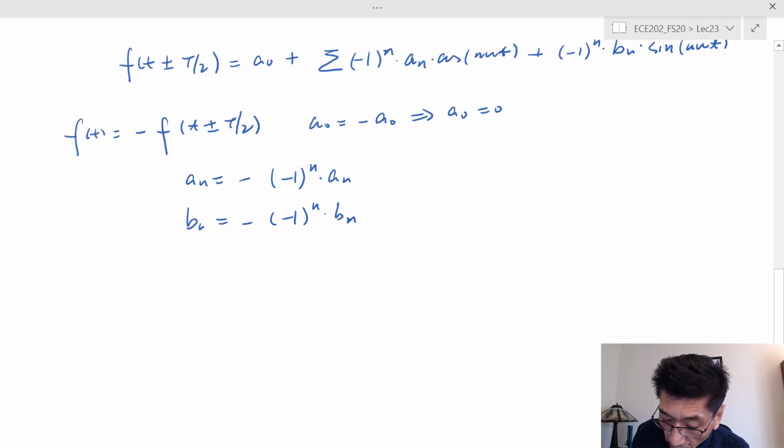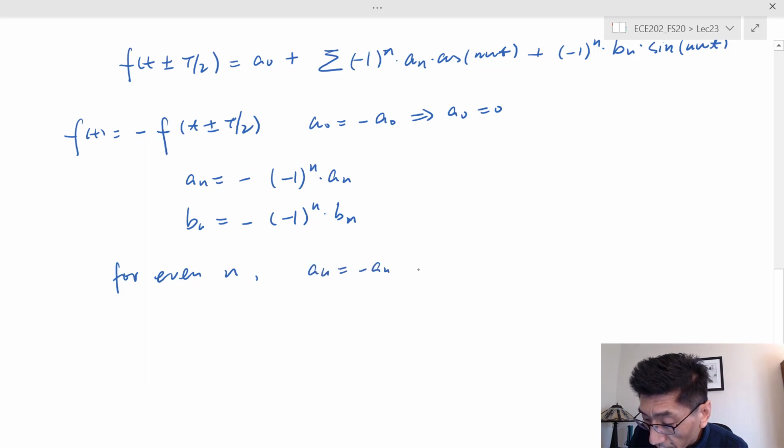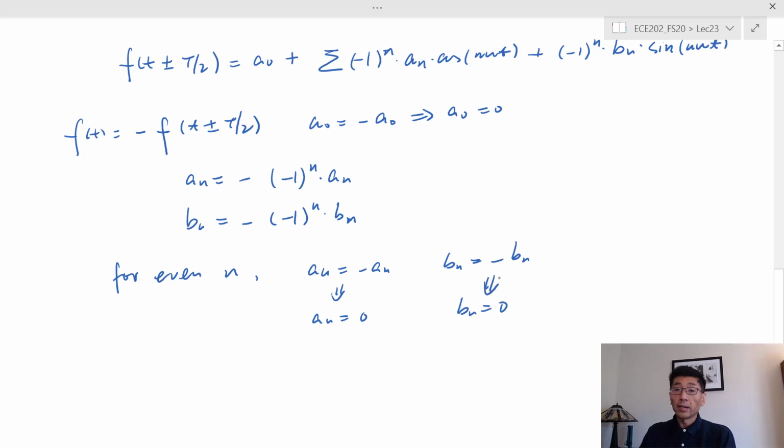And this reduces to, for even n, and that means n is equal to 2, 4, 6, and so on and so forth, right? We have a sub n is equal to negative a sub n, and b sub n is equal to negative b sub n. This will give us a sub n is equal to 0 and b sub n is equal to 0. So the property for the half-wave symmetry is that a0 is going to be 0, right? And all the even harmonics are going to be 0.